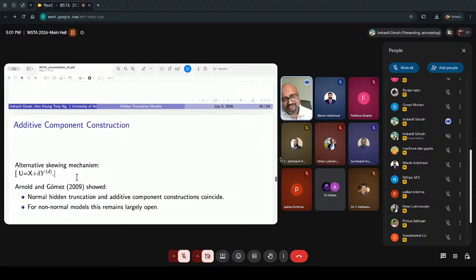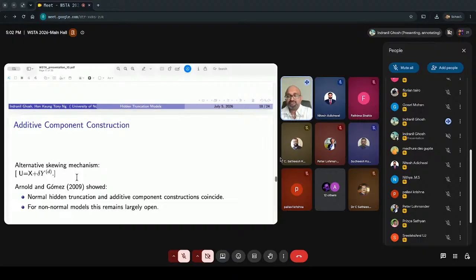Now, I didn't include that much of this, but there is the alternative skewing mechanism, specifically the additive component, where you have the marginal distribution of X plus delta, another parameter, and Y is truncated at d. So Y could be less than d, Y could be bigger than d, and so on. Now, what Arnold and his co-author Gomez showed in their 2009 paper is that for normal hidden truncation and additive component construction, they lead to the same thing. There is no such difference.